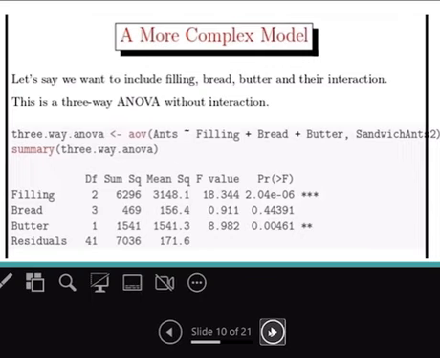But when we bring in the effect of butter, oh my God, it's significant. Look at that. The effect of the filling is significant. The p-value is less than 0.05. Butter is significant. Bread is not significant. And let me tell you this, it means using one-way analysis of variance, we actually mislead because an important factor is missing. What was the factor that was missing? The butter that is significant now.